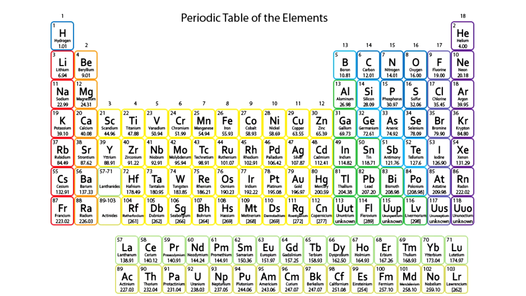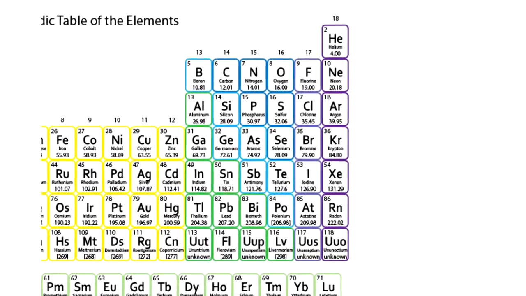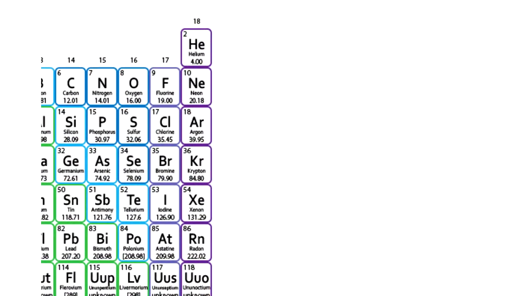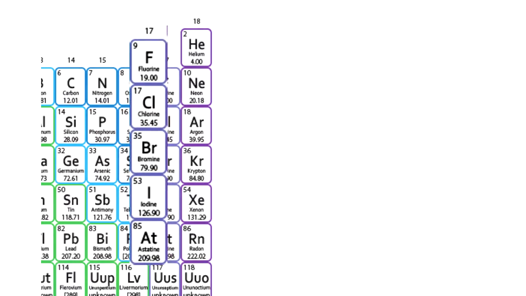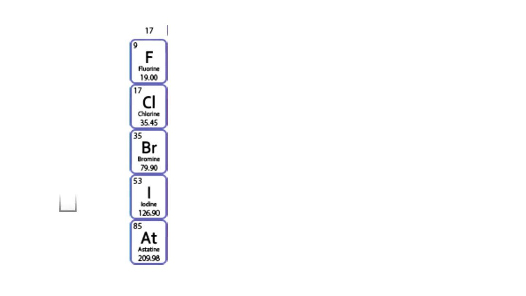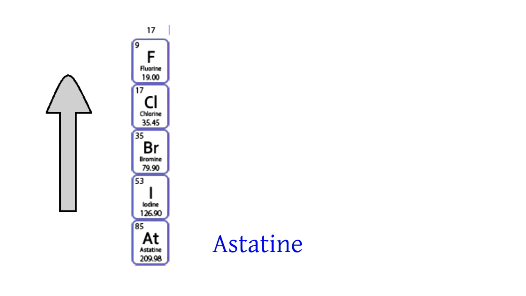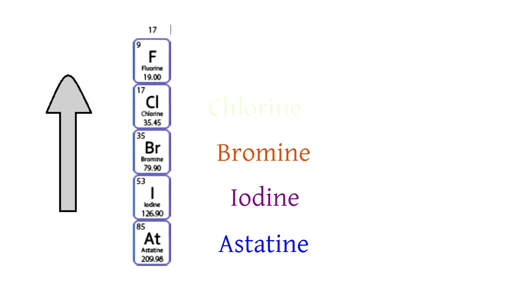Halogen elements are a group of 5 non-metallic elements and exist as diatomic molecules. In modern IUPAC nomenclature, this group is known as group 17. The reactivity of halogens increases from the bottom, starting from astatine, followed by iodine, bromine, chlorine, and fluorine.